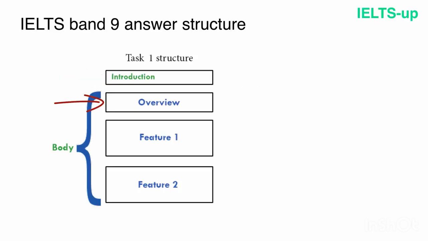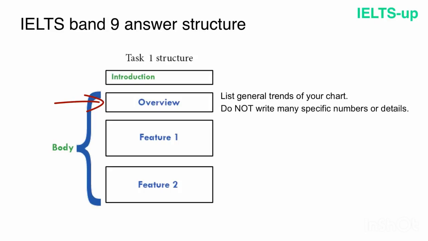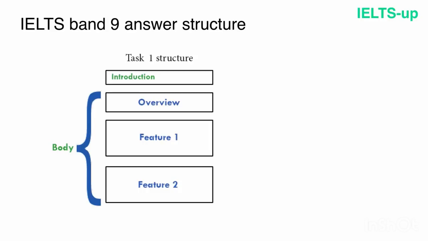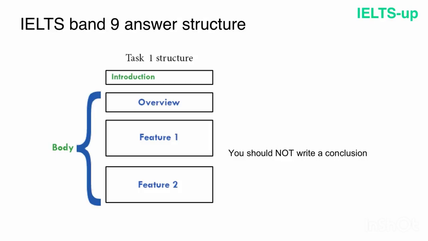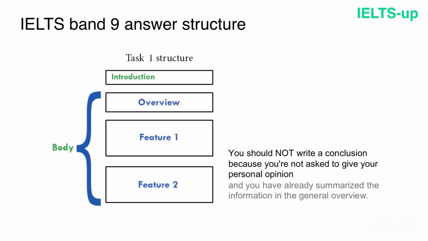Next, you should write an overview paragraph. In this paragraph, you should list general trends of your chart. Do not write many specific numbers or details in this part. Remember, the overview should contain only general information. Then, you should describe specific features of your chart in 2 or 3 separate paragraphs. You should not write a conclusion in Task 1 because you are not asked to give your personal opinion, and you have already summarized the information in the general overview.